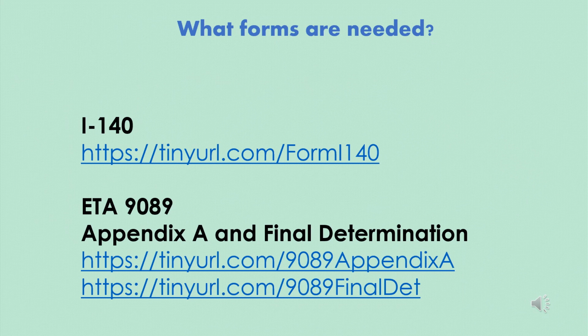So first of all, just so that it's clear, now you're filing an I-140, but you also need to file the ETA 9089, but not the entire thing, just Appendix A and the final determination. I've linked here, I made tiny URLs for you, of the Form I-140, the latest version, and the Appendix A and the final determination of the ETA 9089.